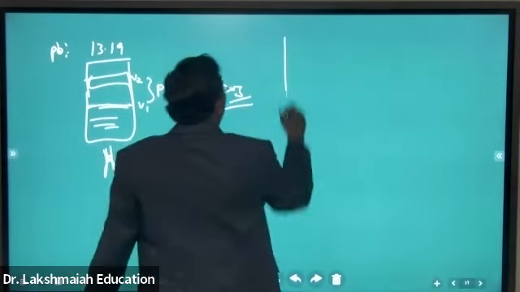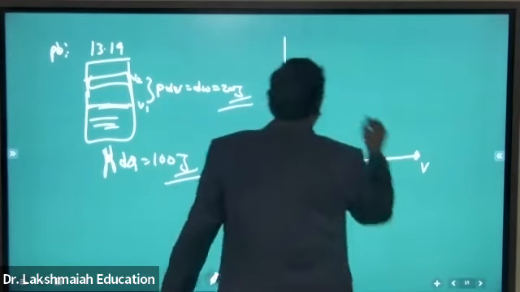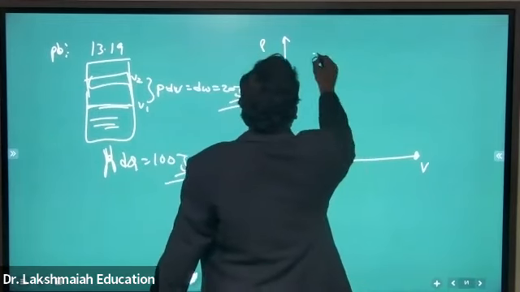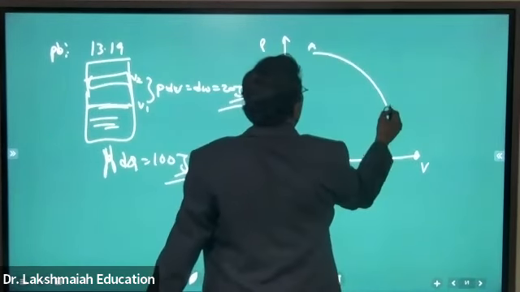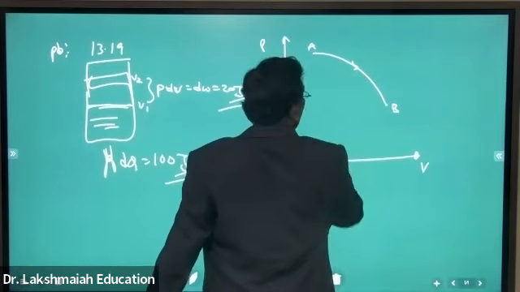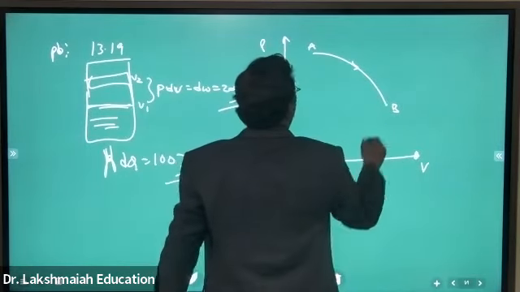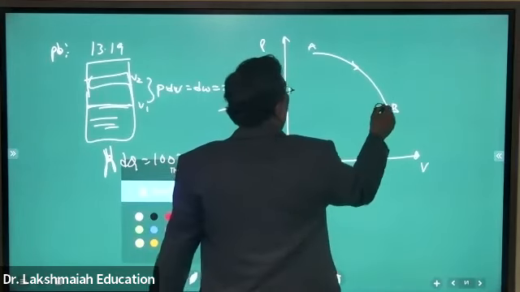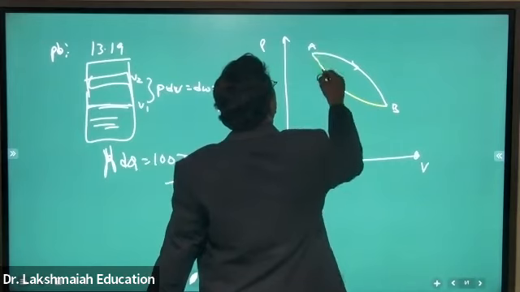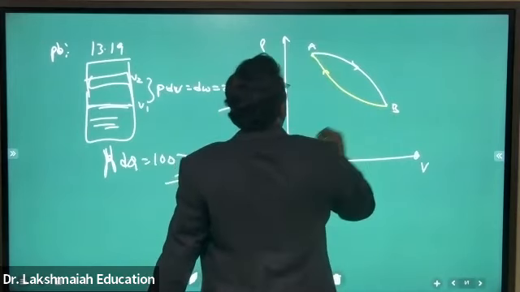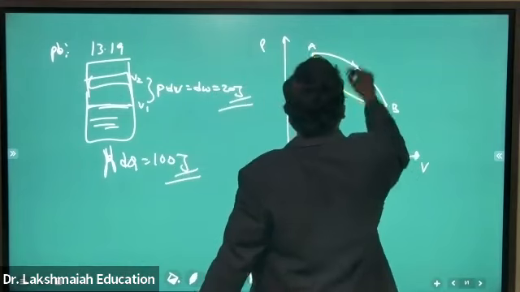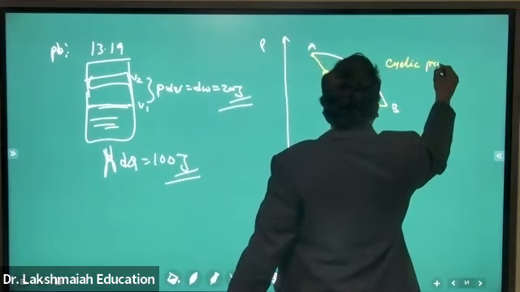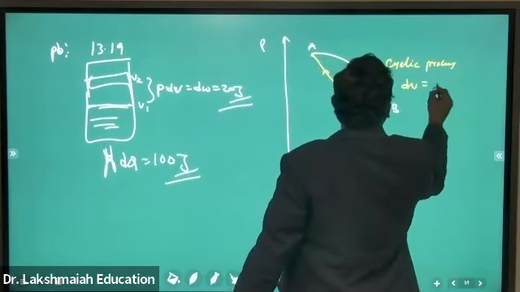Means that, see here, if you draw the graph, it is volume and pressure. First this is point A, this is point B. So volume has increased like this. And then what happened? It is brought back to its original state like this. Means it is coming back, so it is a cyclic process. In a cyclic process, what is the change in internal energy? dU is equal to 0.